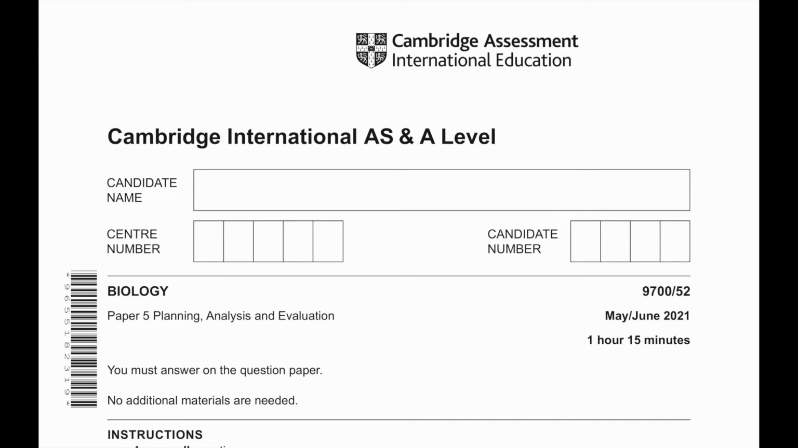Today we'll be solving Cambridge International AS and A-Level Biology Paper 5 Planning, Analysis and Evaluation, May June 2021 paper 52. In this paper we are going to discuss how to give a proper answer for this particular question paper and in general how to answer a paper 5 properly.